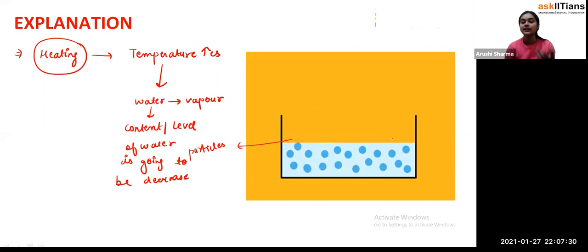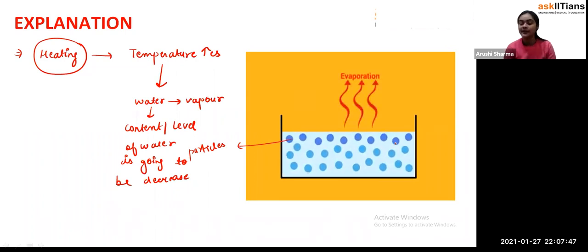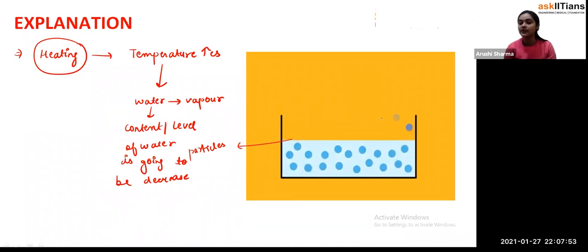Even at your houses, student, when you boil only water, you have seen that before boiling you have more water, and after the boiling you have less water. It is because some of the water particles have evaporated into the atmosphere in the form of vapor, due to which the content decreases. The heat is there and they are converting into vapor form, so they are removed from here, and the content of water decreases. So that's the whole explanation behind the evaporation.